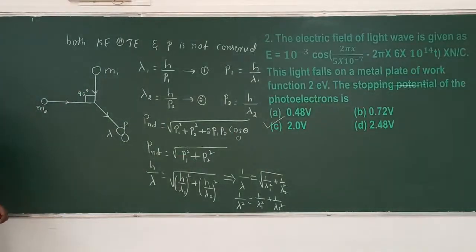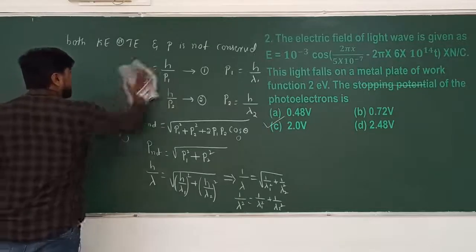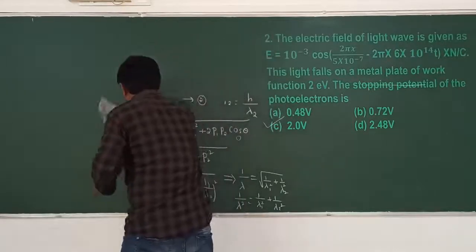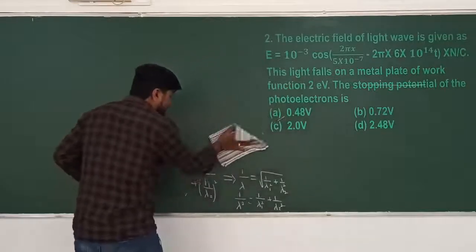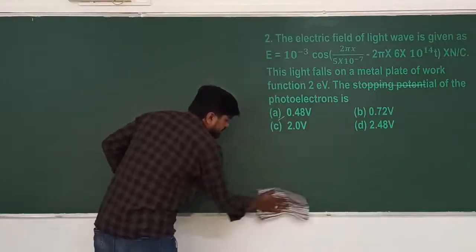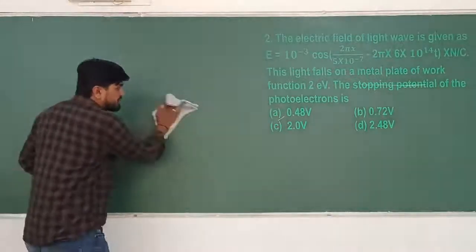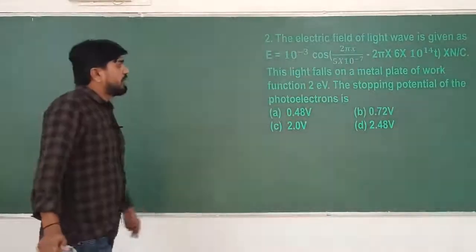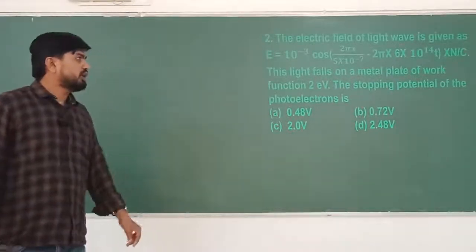Go through the question. The electric field of a light wave is given as E is equal to 10 power minus 3 into cos of 2 pi x divided by 5 into 10 power minus 7, minus 2 pi times 6 into 10 power 14 into t, in Newton per Coulomb.